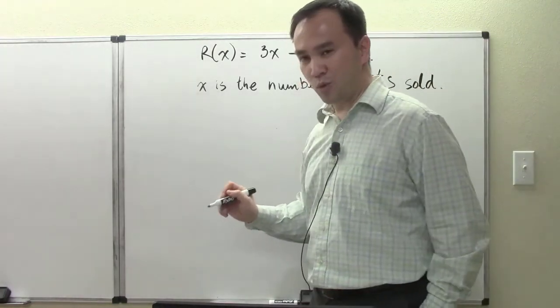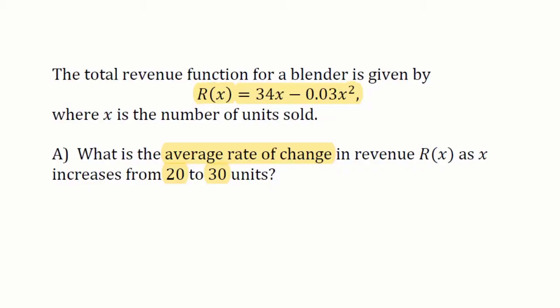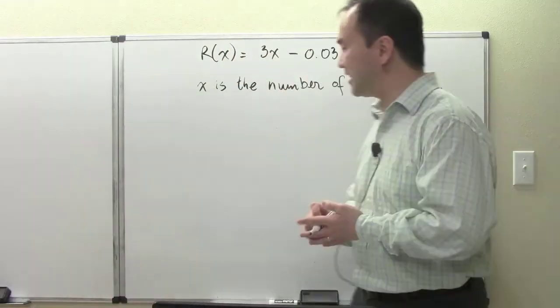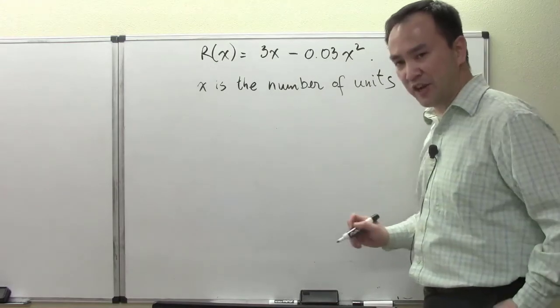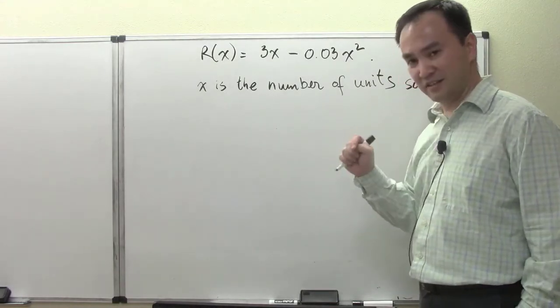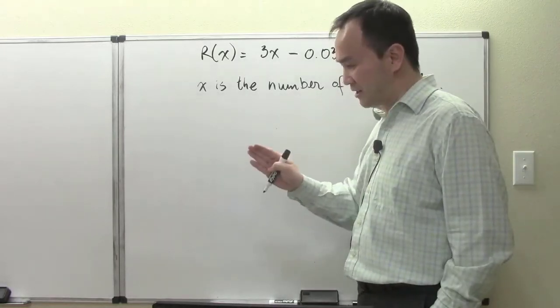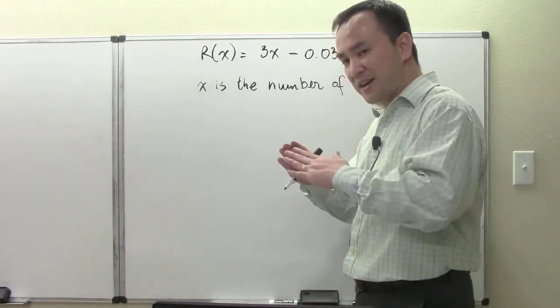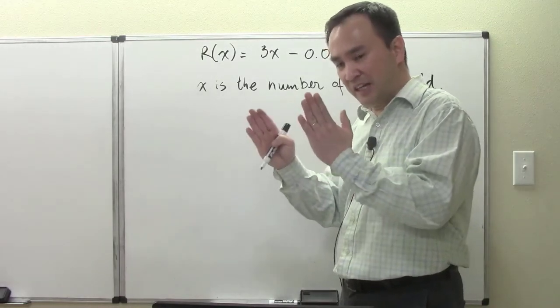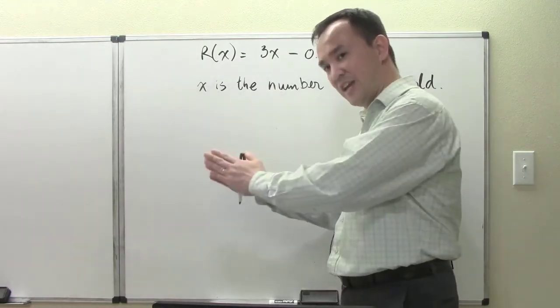Now, as the question states, find the average rate of change. It's right here, that piece of highlighted information. As we have already seen throughout the lecture on rate of change and instantaneous rate of change, average rate of change is where we find the rate of change over a given finite interval, with a beginning and an ending.